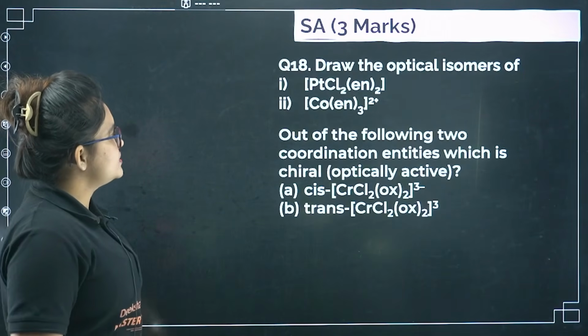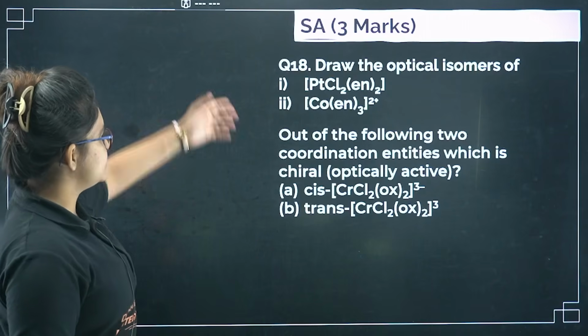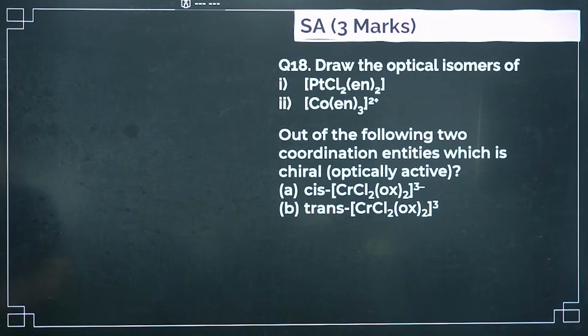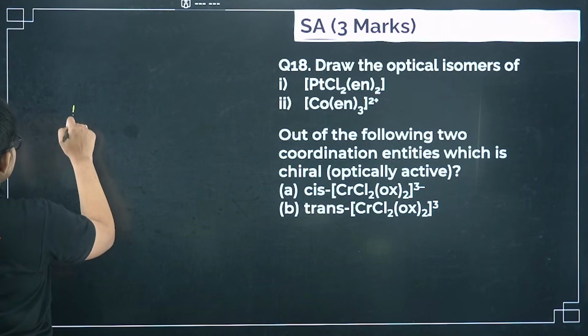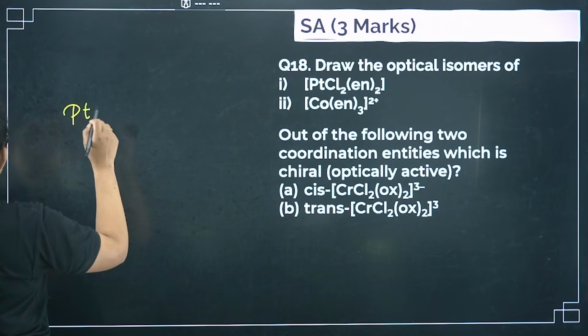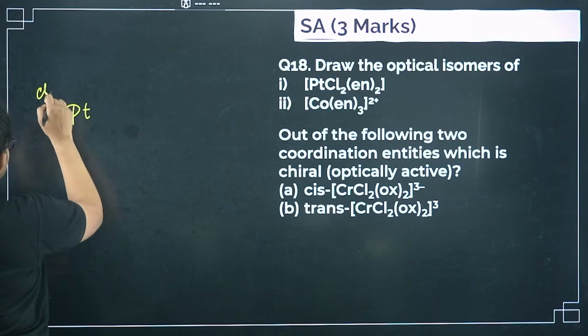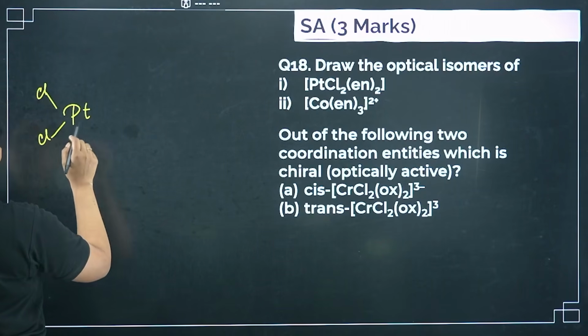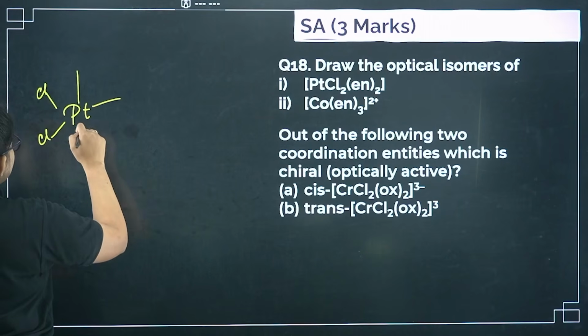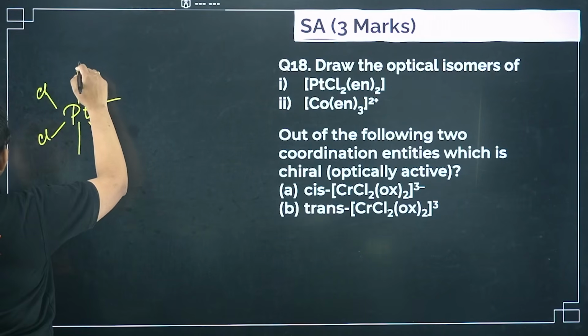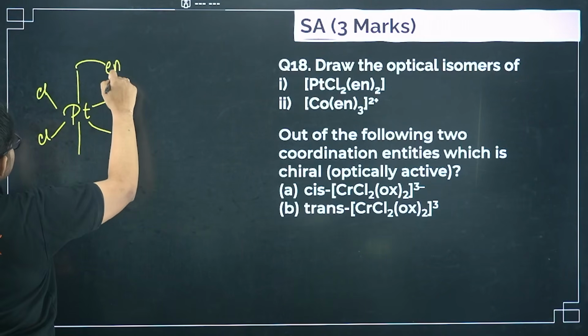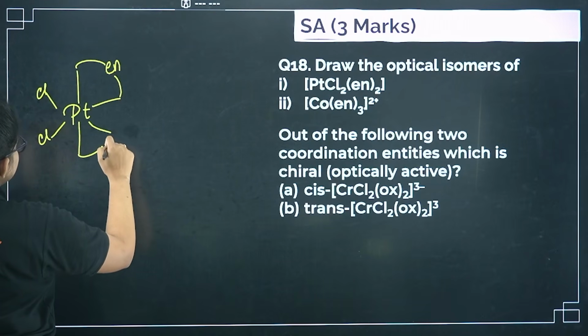Next, let's proceed with the next question. Draw the optical isomers of this. Okay, let's draw it. So platinum with 2 chlorine and ethylene diamine. Optical isomers only we have to draw. So 2 chlorine I am placing on the same plane, cis we will draw. This can be 1 ethylene diamine and this can be 1 ethylene diamine.